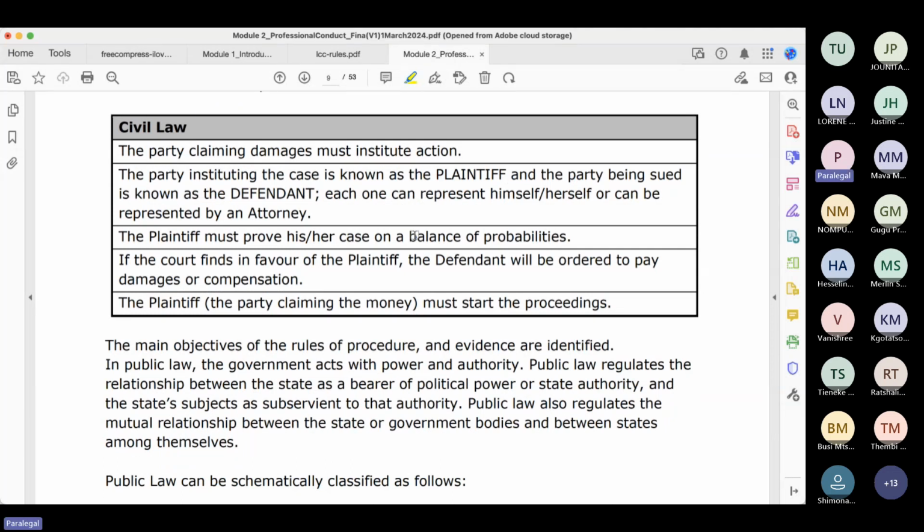For example, civil law, the party claiming damages must institute action, and the party would be the plaintiff. If there's no dispute of fact, the party will follow application procedure, and then that party will be known as the applicant, and they will defend. The defendant will issue the notice to defend in a certain number of days and file their plea. The other one will issue the notice to oppose, and in a certain number of days file the responding affidavit. So all that happens, it doesn't matter what the affidavit says. The steps that are followed, formal procedural law.